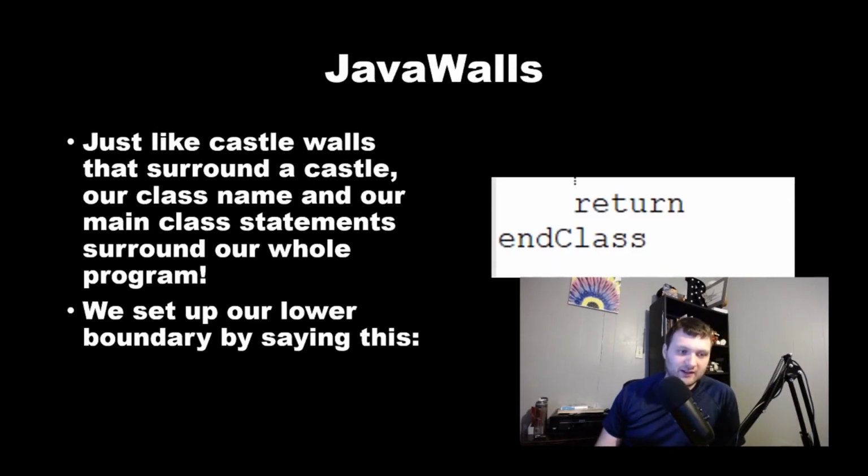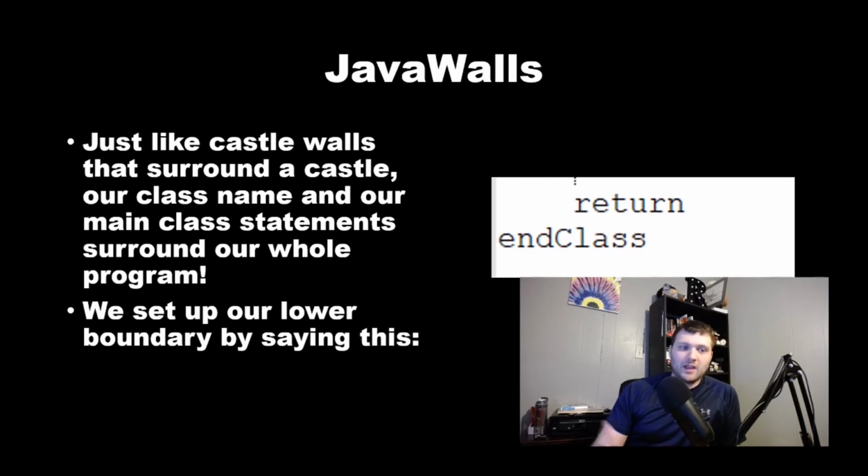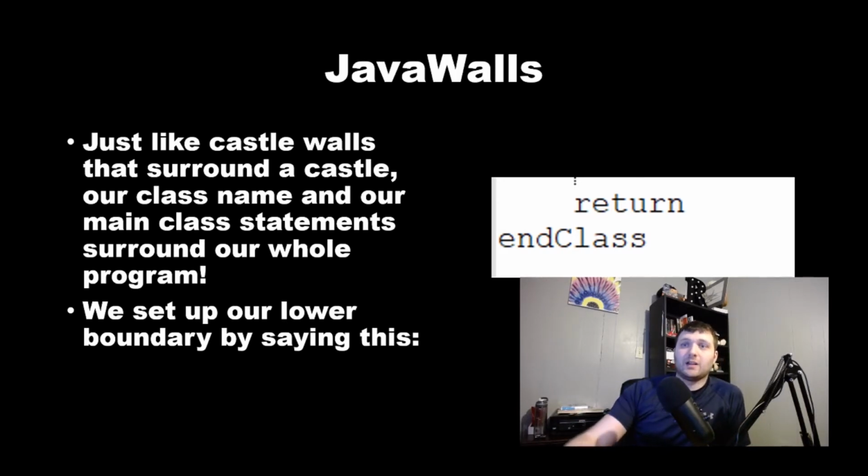how we're going to set up our next set of boundaries here. So we've started our walls. We have to finish our walls, go all the way around our program. This is kind of like the back end here. We have return, which is the end of our main method, and we have the end class, which is how we end the class. It's how we mark the end of our castle. So just like castle walls surround a castle, our class name and our main method statements surround our whole program. So we set our upper boundary by saying this is where our castle begins. Now, where does our castle end? It ends here by saying we have return and end class.